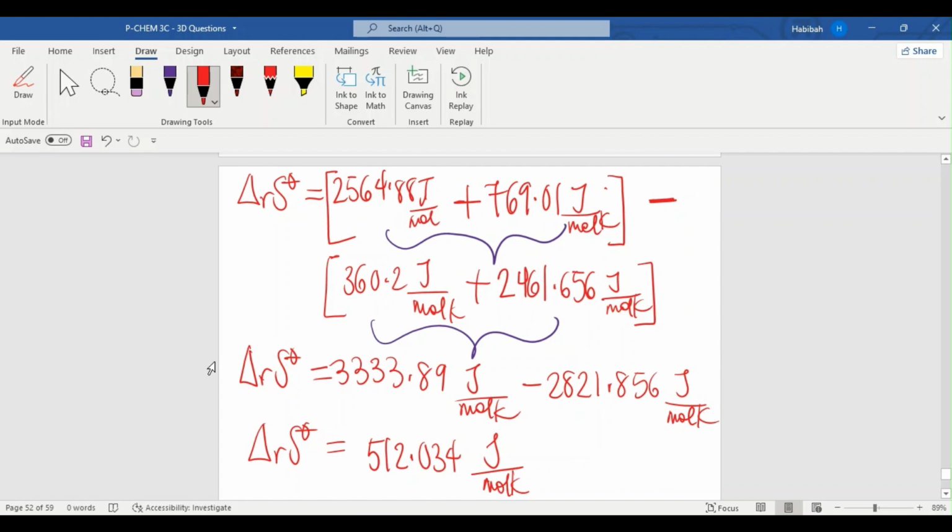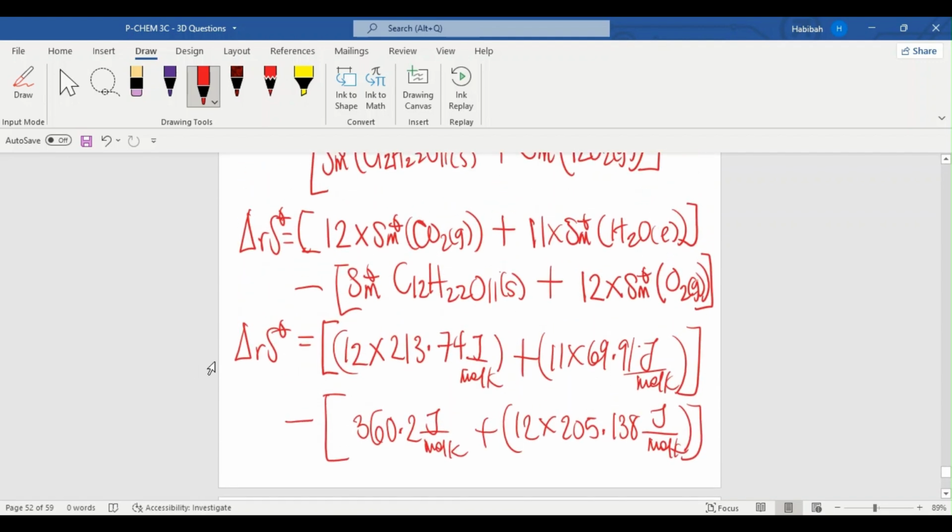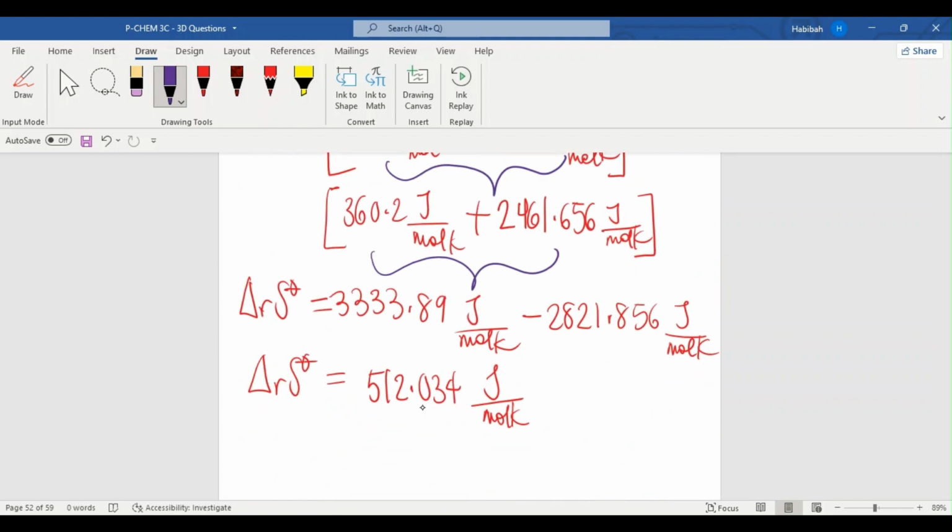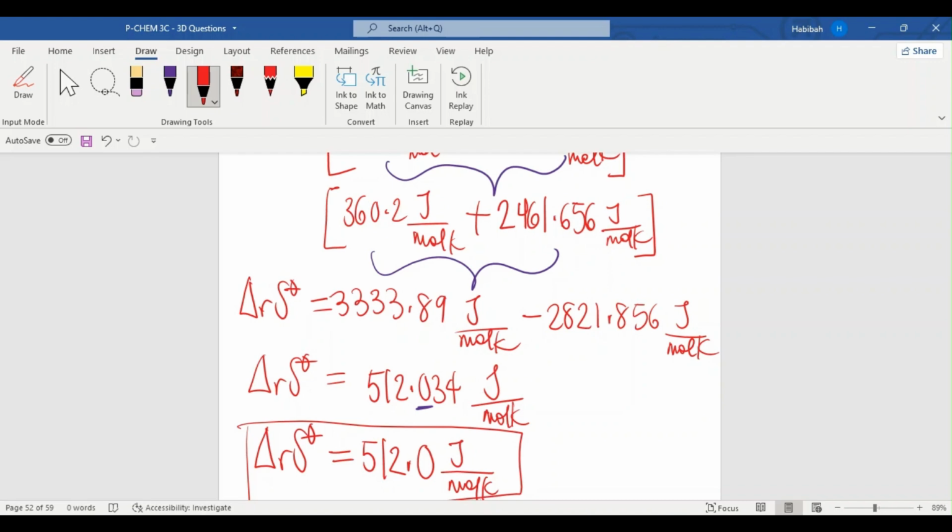Now, I wanted to also tell you this. When we're dealing with chemistry, remember we have to look at the proper number of decimal places, since we have a lot of additions in this question. We have the molar entropy values in 2 decimal places, 1 decimal place, and then 3 decimal places. So we're going to put our answer in 1 decimal place. So our answer ends up becoming the change in standard entropy of reaction is 512.0 joule per mole Kelvin. And this is basically the answer to this question.